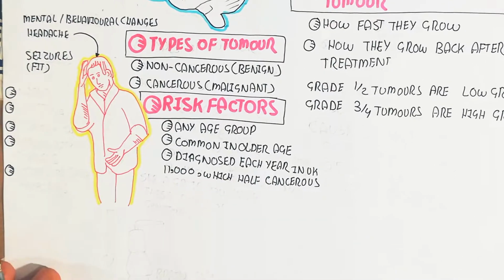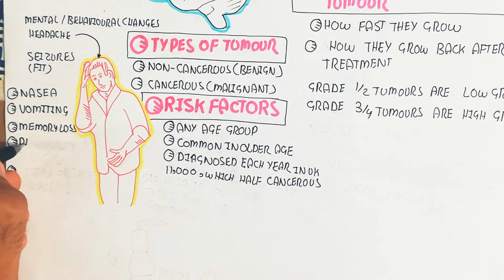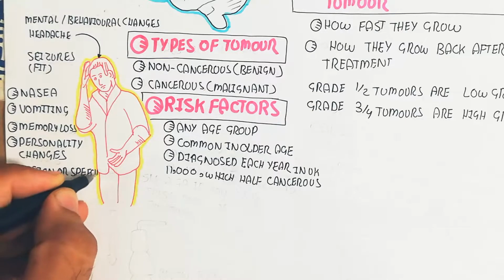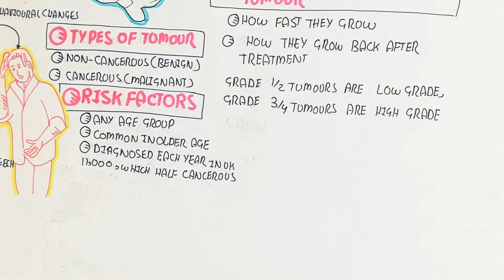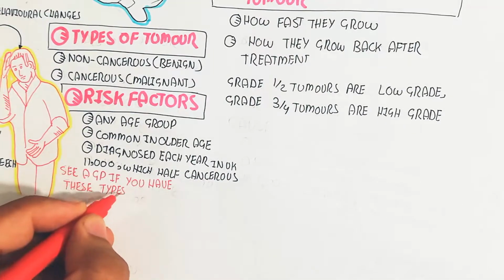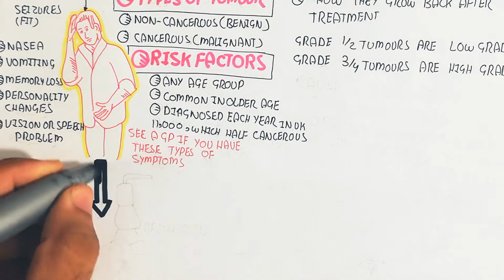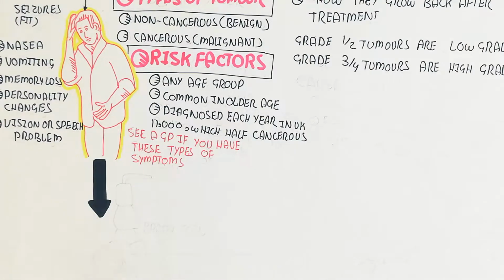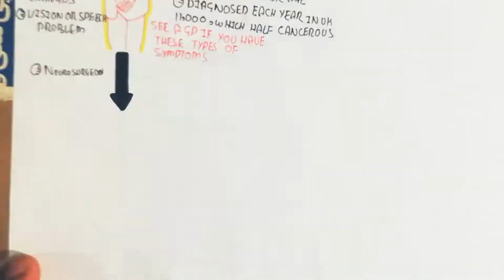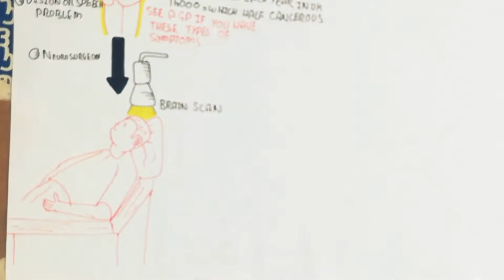Here are the signs and symptoms: mental and behavioral changes, headache, seizures, fits, nausea, vomiting, memory loss, personality changes, vision or speech problems, and on the other hand, imbalance of posture. See a GP if you have these types of symptoms. If the GP does not recognize these things, a neurosurgeon will recognize and identify it through a brain scan.